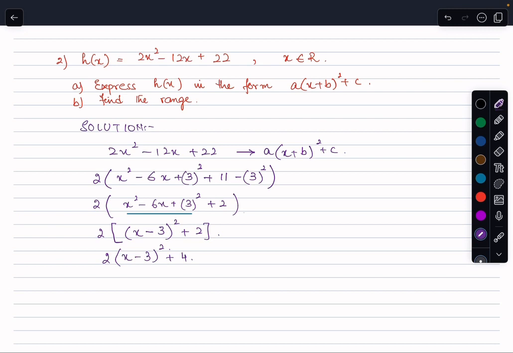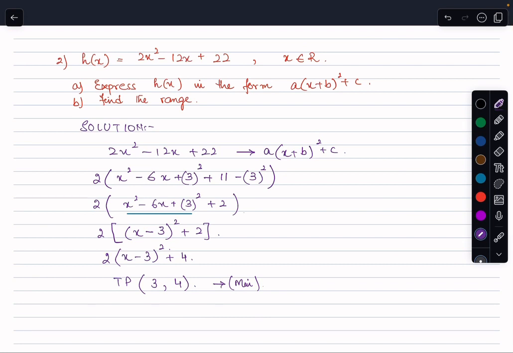From here, just additional information that we have done in the previous chapters also, that the turning point for this curve is going to be 3, 4. And also I know that the nature of this quadratic curve is going to be a minimum. Why do I need this information? To find the range. The second part of the question says find the range.